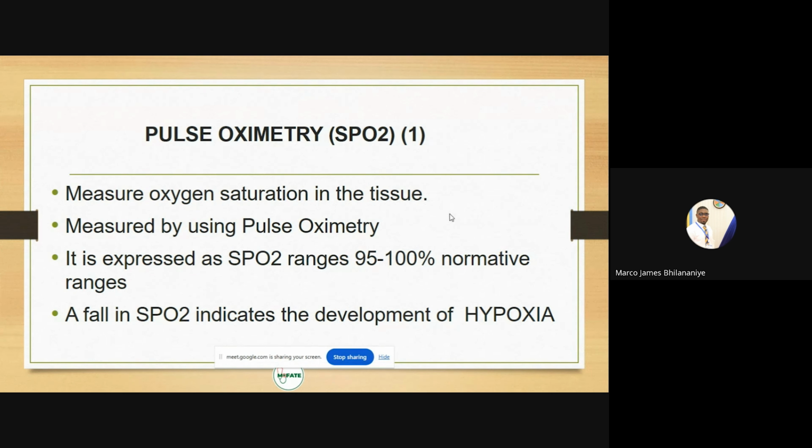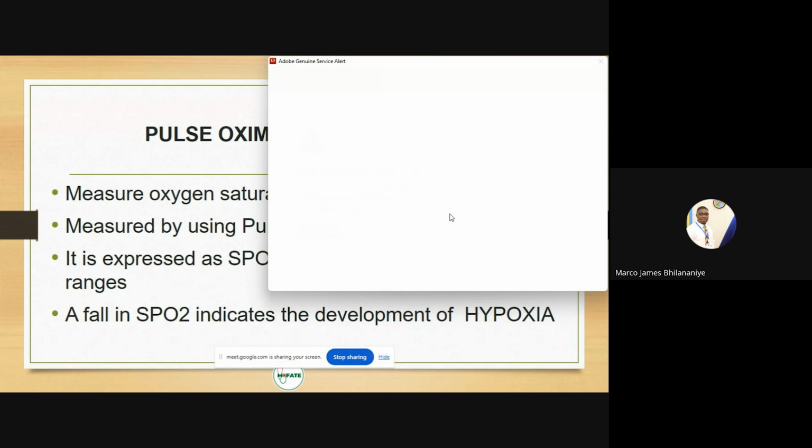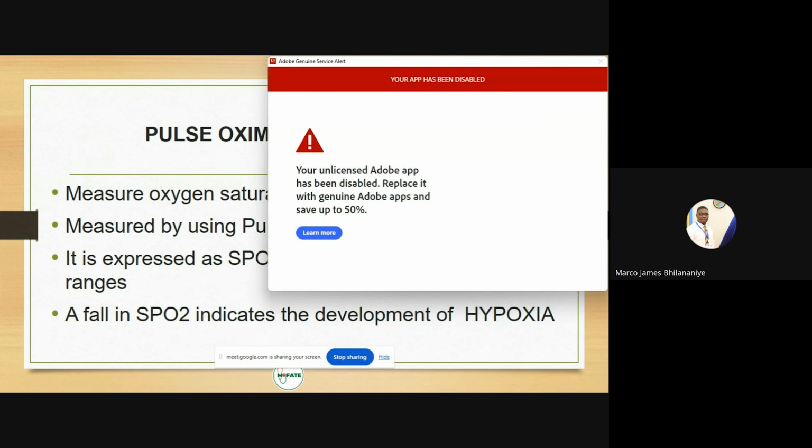So pulse oximetry is used to measure oxygen saturation in the tissue, as usually known. It's expressed as the SpO2, ranging from 95 to 100. However, it's not normally 100. That is a normative range. So any fall of SpO2 indicates the development of hypoxia. And this is a very crucial part.